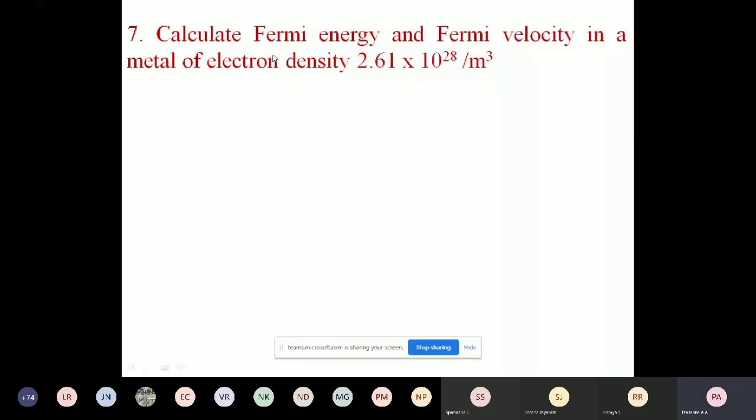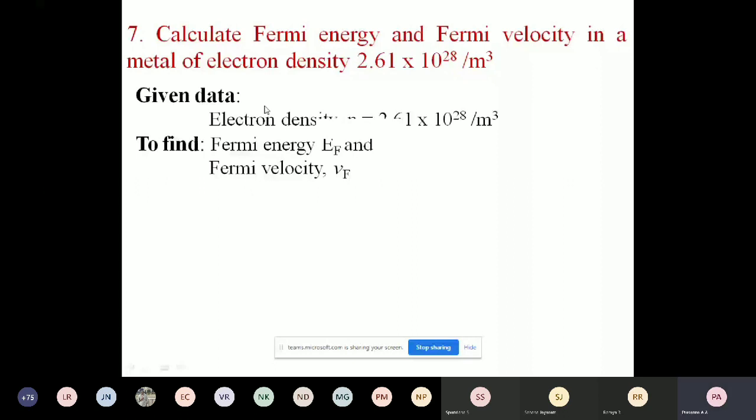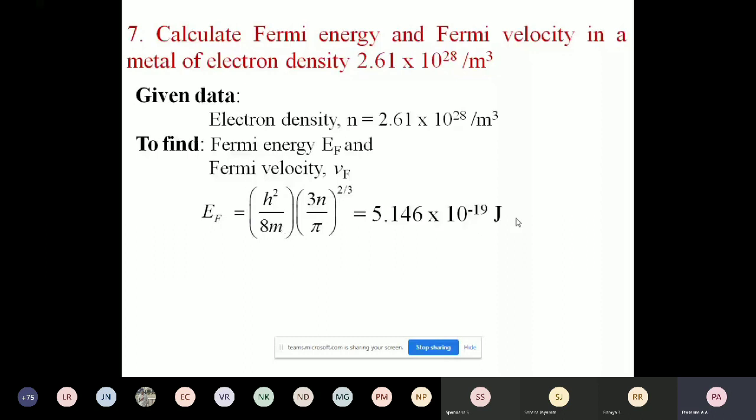And for problem number 7, we need to calculate Fermi energy and Fermi velocity in a metal of electron density, that is n is given. And formula is the same that we used in the previous problem. n is mentioned, h is known value, 6.625 into 10 power minus 34 joule second, mass of electron 9.1 into 10 power minus 31 kg. Substitute them and get the value of EF, that is in joule. If you want to express this in electron volt, divide this by 1.6 into 10 power minus 19, so that you will get a value in electron volt also.